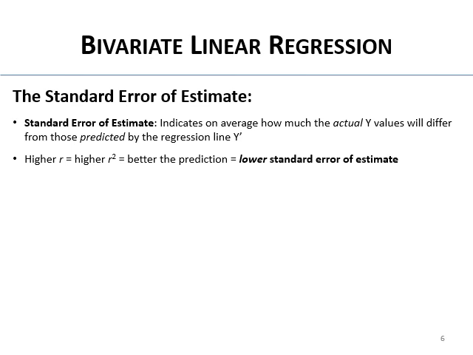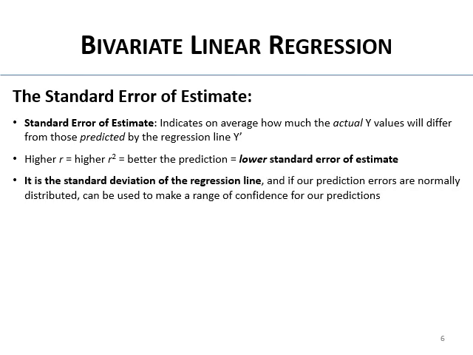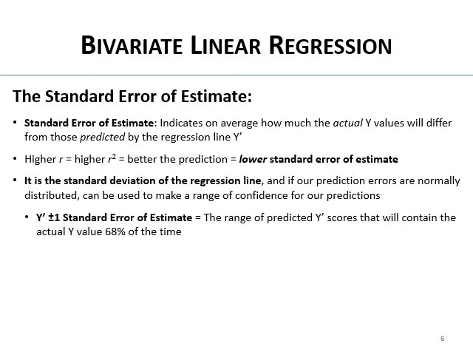Your predictions are better is really all this means, okay? Less error in your predictions. So the standard error of estimate is the standard deviation of the regression line. It's on average how crappy our prediction is. On average, how much our predictions differ from average. The line is the average in this case.